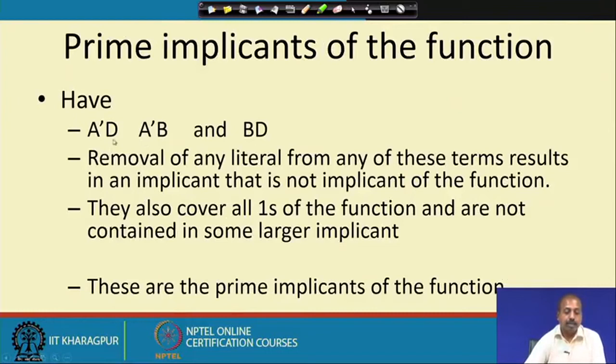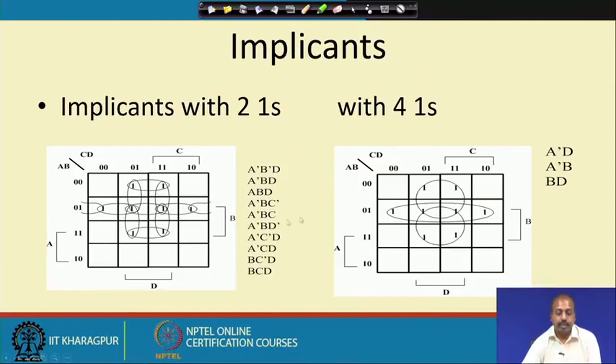So, this A bar D, A bar B and B D. If you remove any literal from these terms, it will result in an implicant that is not an implicant of the function. Okay. So, they cover all ones of the function and are not contained in some larger implicant. So, these are the prime implicants. So, we will go back to the example and see that these are implicants. But this A bar B bar D is contained in the larger implicant A bar D. So, this is that A bar D implicant, covering this lower sized implicant.